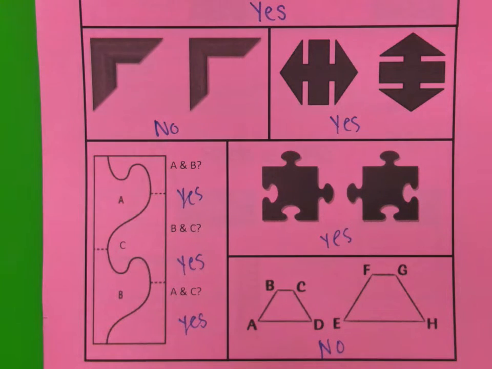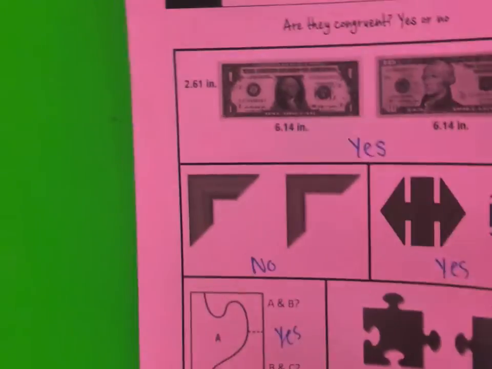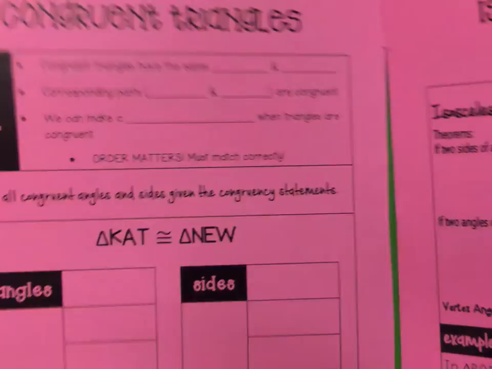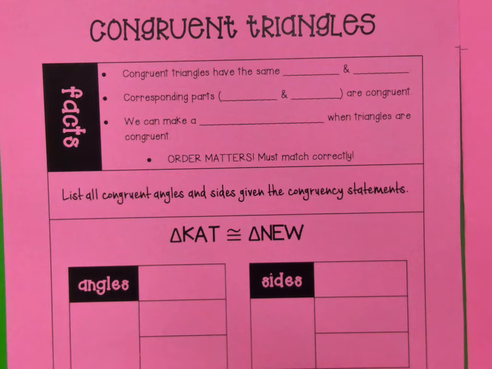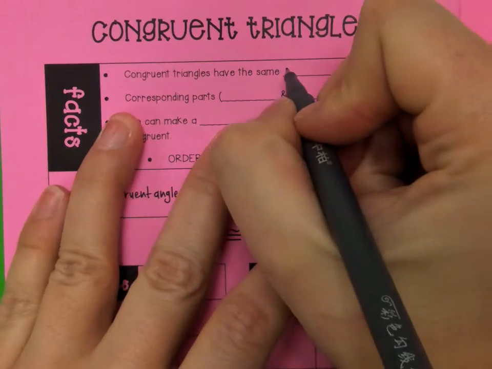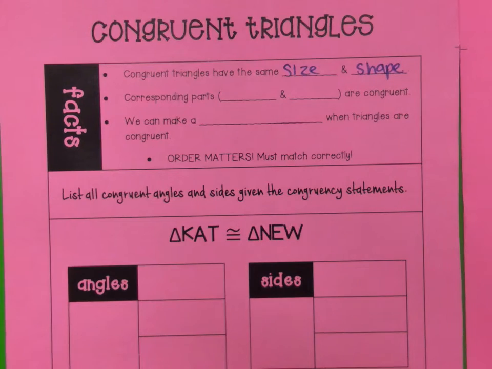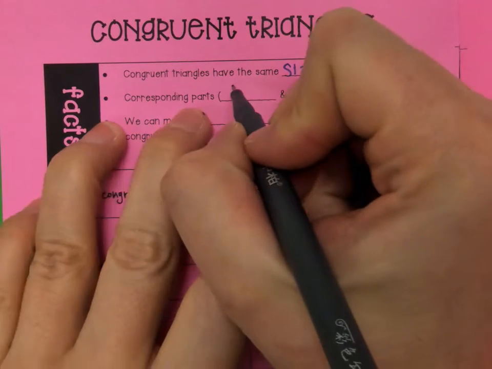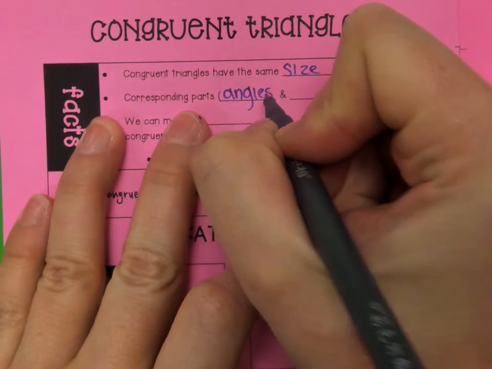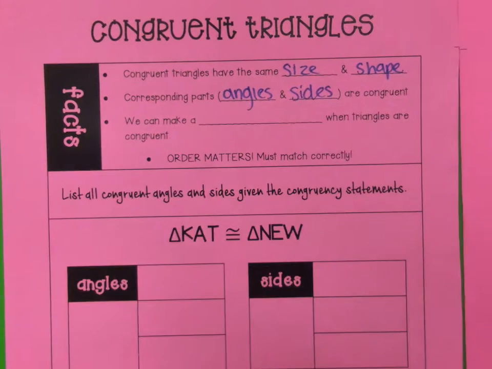All right, so if we open to the next page, now we're talking specifically about triangles. Congruent triangles are still going to have the same size and the same shape. Their corresponding parts, so corresponding means the same place but in the other figure, like the left angle and the left angle, the right angle and the right angle. So corresponding parts, both the angles and the sides, are going to be congruent.